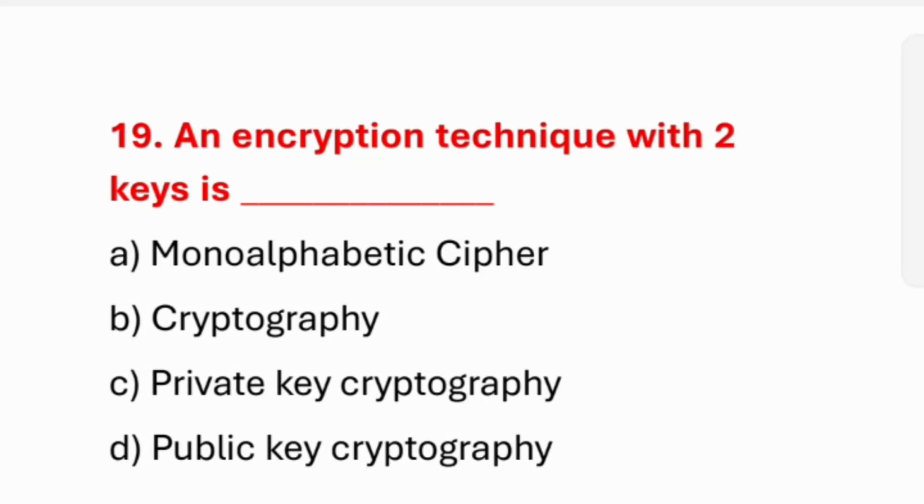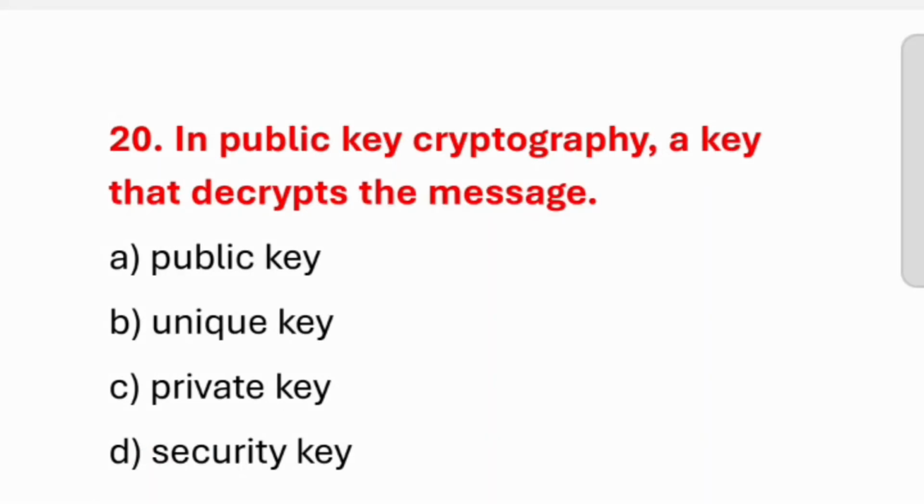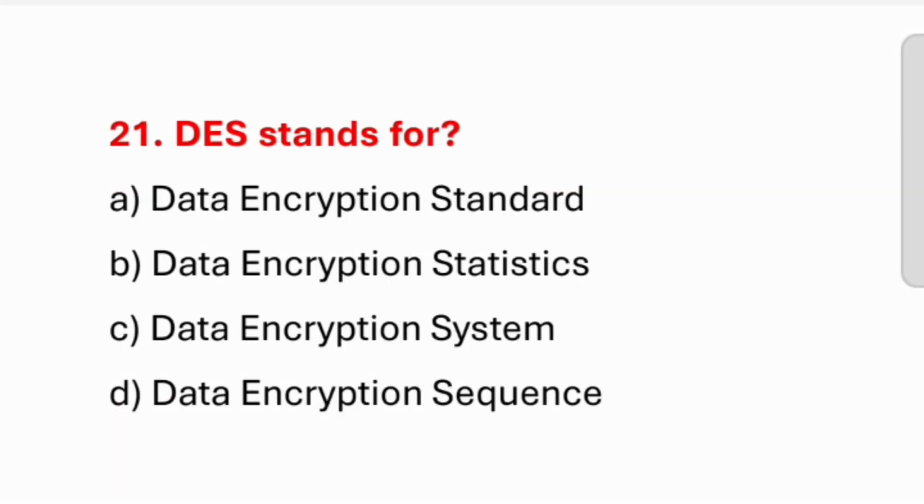Question number 19. An encryption technique with two keys is? Correct answer, public key cryptography. It has two keys, a private key and a public key. Question number 20. In public key cryptography, a key that decrypts the message. Correct answer, private key.